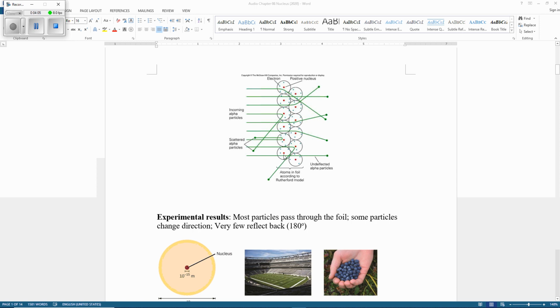By the way, here's the thickness. Rutherford used about 200 atoms across. But because the nucleus is so small, most particles still pass through. Now, when one alpha particle gets too close to the center, what happens? Here's gold. The gold nucleus has 79 positive charges, and the alpha particle has 2. So they're going to repel each other. Most likely, the alpha particle is going to change direction.